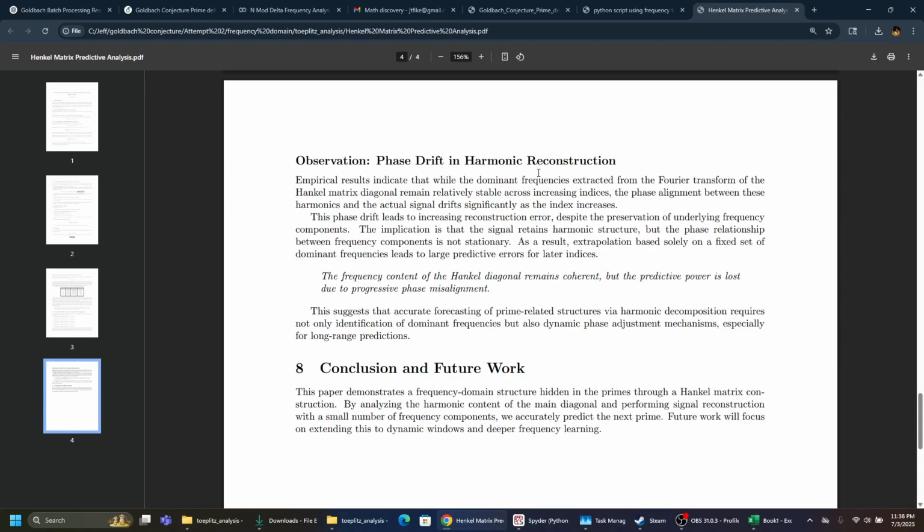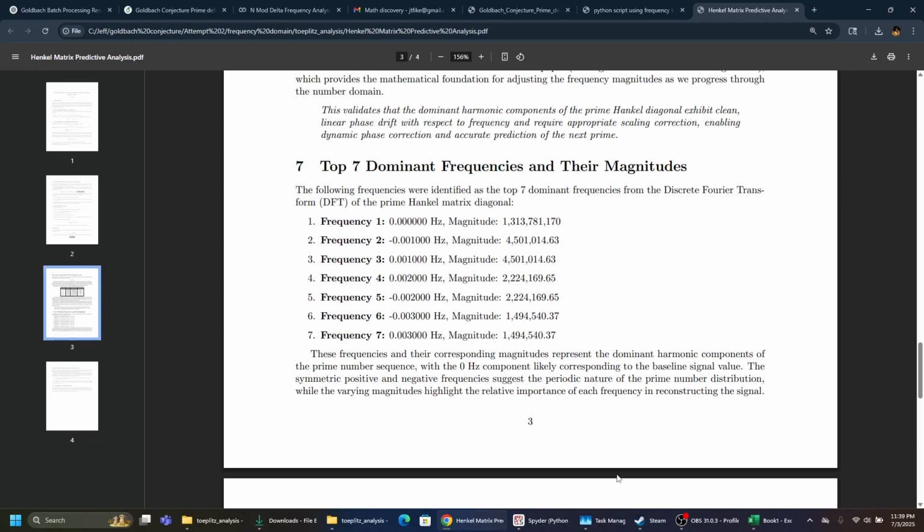And then the phase drift, I just explain it again. I repeat a lot because this document is a living document from me learning things as I go. I keep adding notes so I don't forget them. And then it says conclusion and future work, but I would like to show.